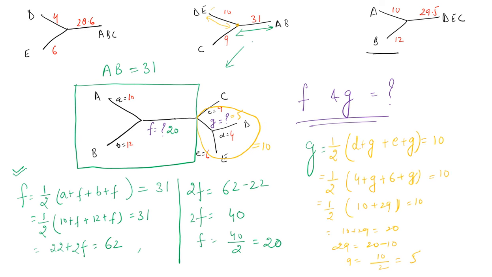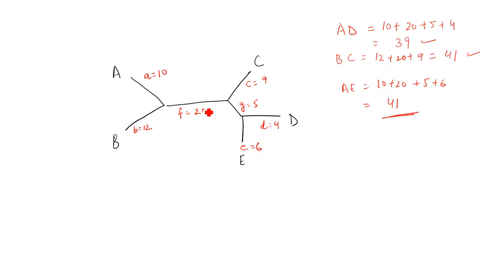You might be thinking how I will know whether there is an F or G. Suppose I make a tree like this, A, B, C, D, E, where A was 10, this was 12, this is 9, 4 and 6. Then A to D if you calculate is 14, which is far away from your 39. Same for BC, it is just 21. Again it is very far. So it means there is something hidden in between, which we have calculated using these formulas. So this is the final Fitch-Margoliash method.